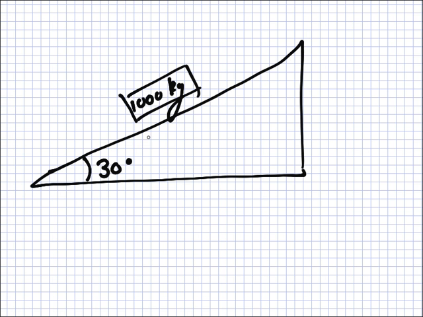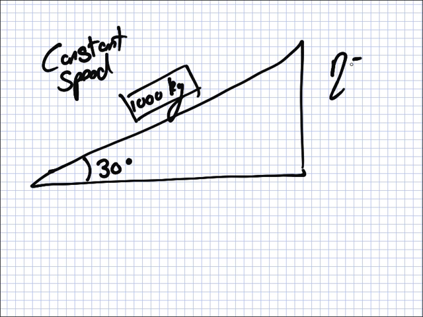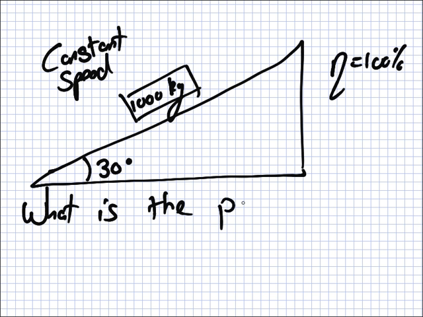Oh, how hard do I want to make this? Well, it's going up the hill anyways. Oh, I'll make it pretty hard. It's going up the hill at a constant speed. Okay? Is it accelerating up the hill? No. Constant speed up the hill. And you can assume as well the efficiency is 100%. No heat loss. Okay? My question is, what is the power of the engine?